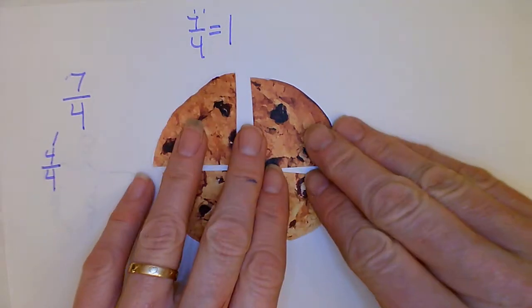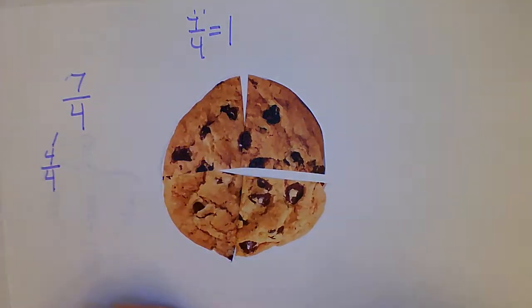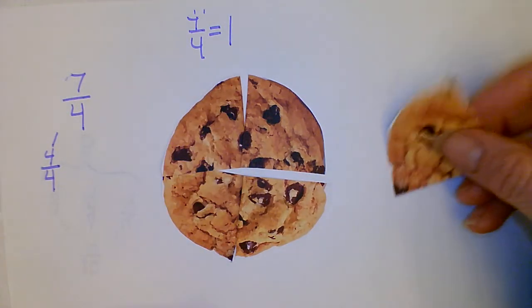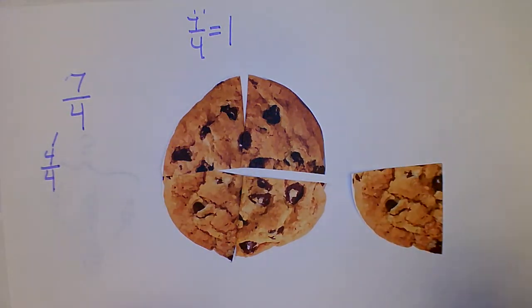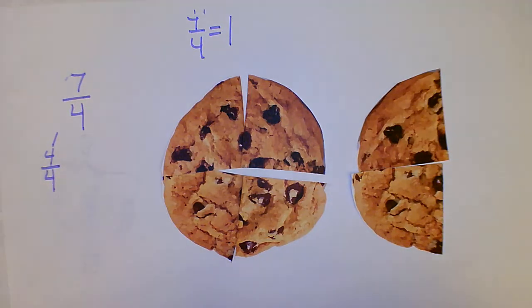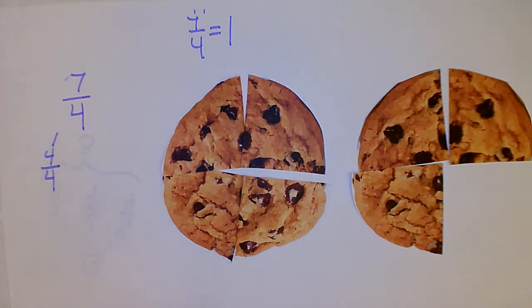Oops. So I'm just going to slide this over a little so we have some room. And then here we have 1, 2, 3. We didn't even make up a whole cookie. We just had 3 more fourths. So we showed that we had 4/4 here. We wrote it there. And now we just have 3/4.